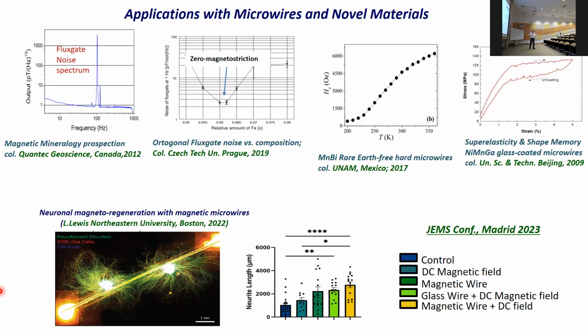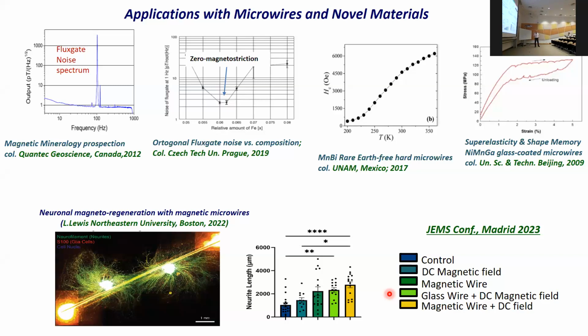Well, I was there with my microwires. Putting the microwire in contact with the neuron and applying a static field, we observed that the growth of the neuron is even larger when we have this magnetic wire. So it is not yet clear what the origin of this effect is. Probably it is related to the very local stray fields generated by the microwire at the ends. Also, it is probably influenced by the elongated shape of the microwire. But the origin is not yet well understood.